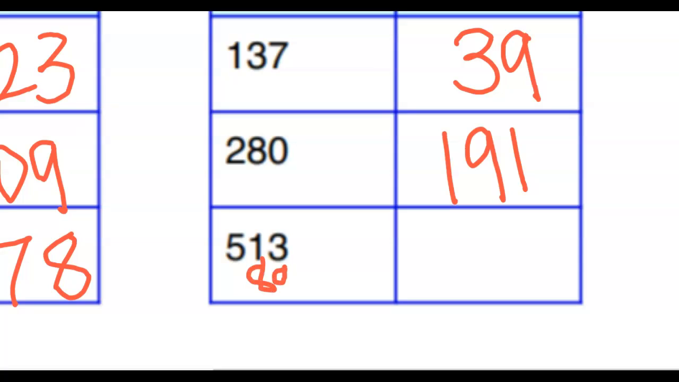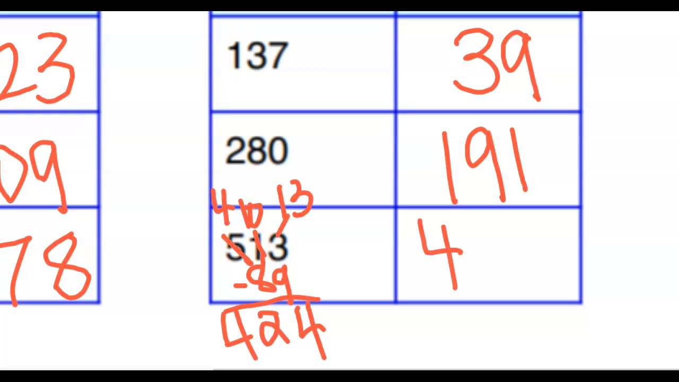Minus 89. More on the floor, go next door. Take 1 away and add 10 more. 13 minus 9 is 4. 0 minus 8. More on the floor, go next door. Take 1 and add 10 more. 10 minus 8 is 2. And 4 minus nothing is 4. 424.